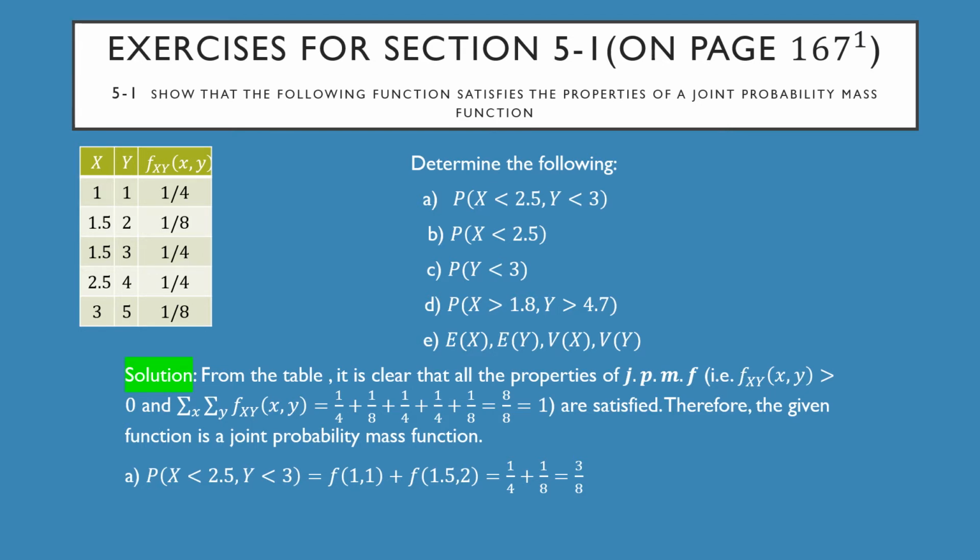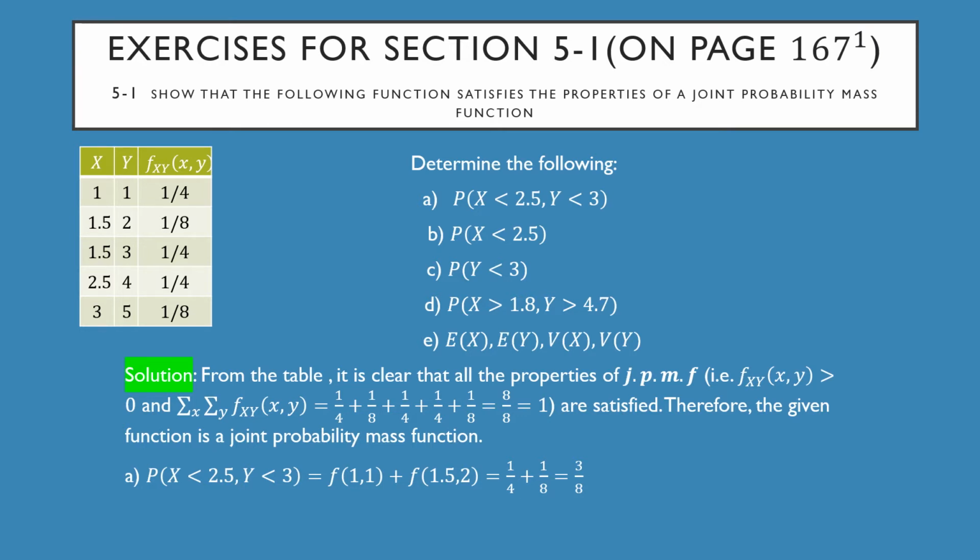So let us first answer the hidden question, that is verification whether the given function is a joint probability mass function or not. First of all, we have to look for the functional values, meaning all the values of the function, and they should be either 0 or bigger than 0. From the table it is clear that all the values of the function are bigger than 0. So the first condition is satisfied.